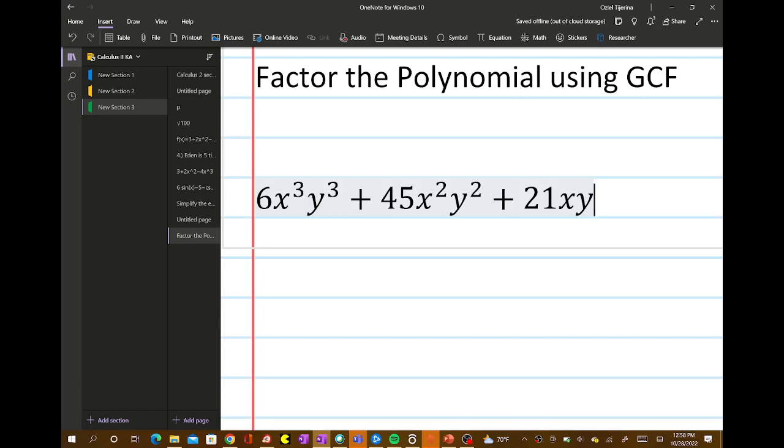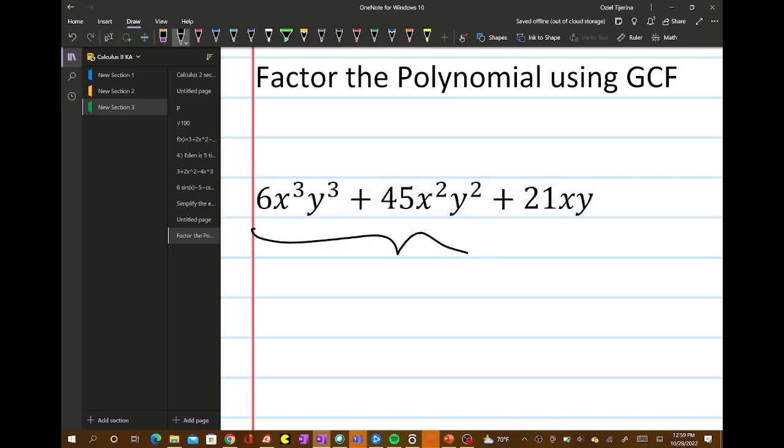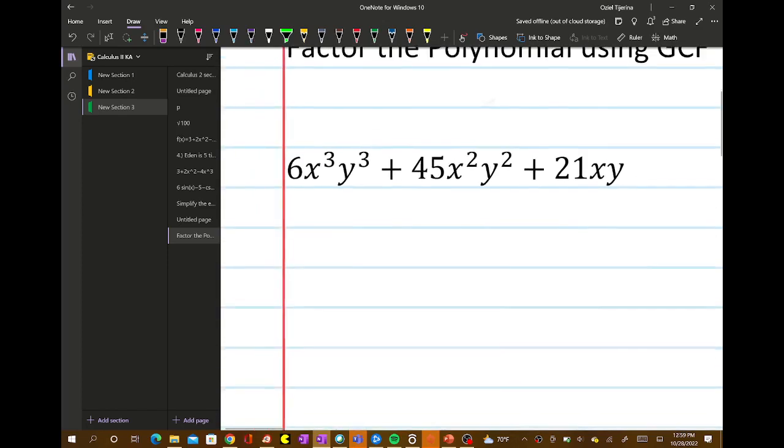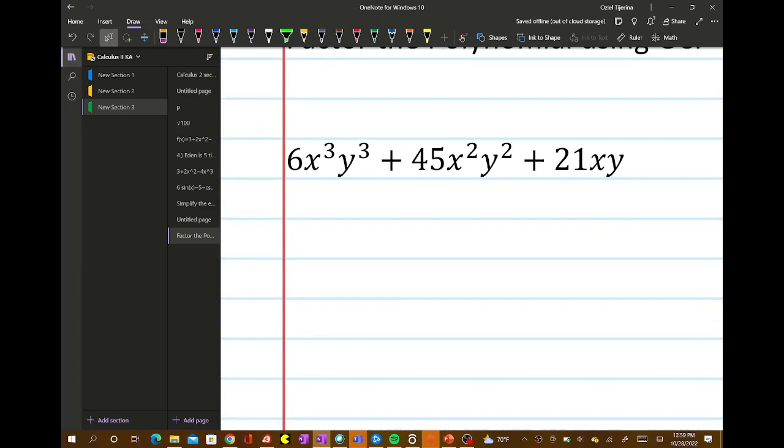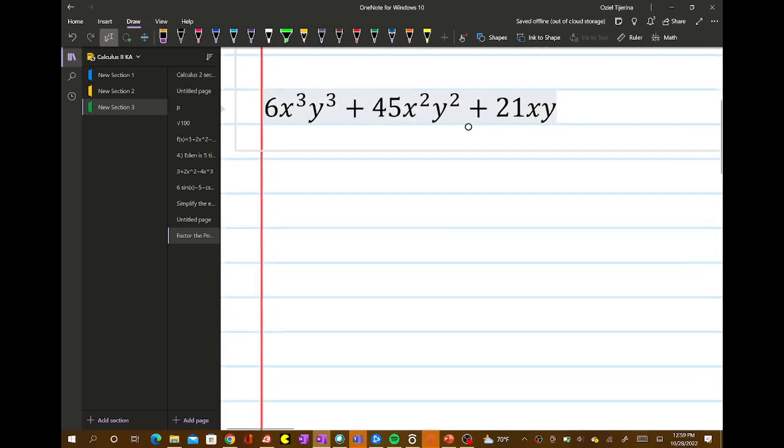21xy. Now the first thing that you need to do, basically what we're trying to do is go backwards. When we multiply polynomials together, we come up with something like this, and now we're going backwards. So factoring is literally the opposite version of foiling.